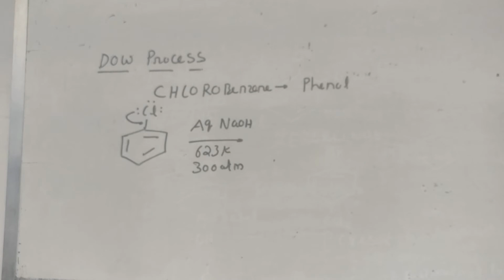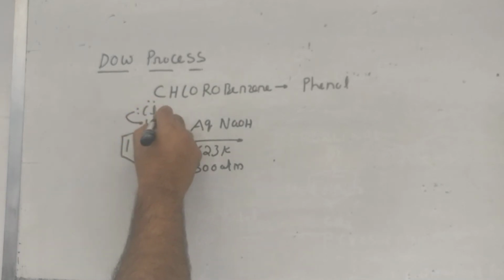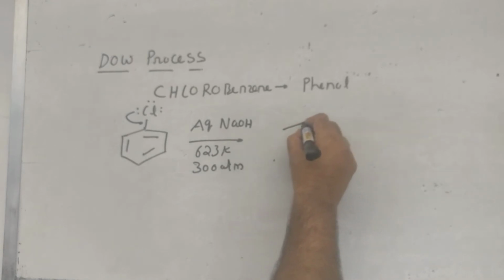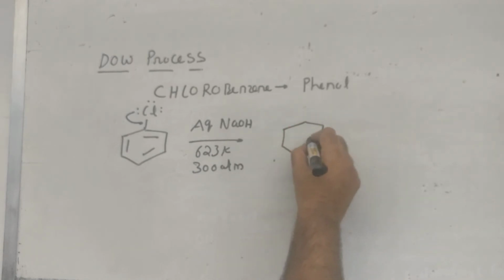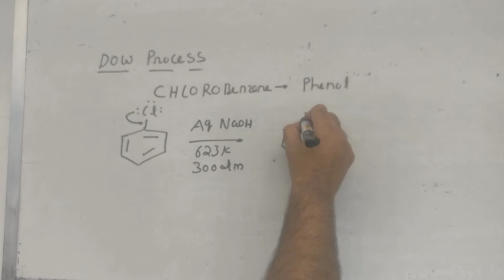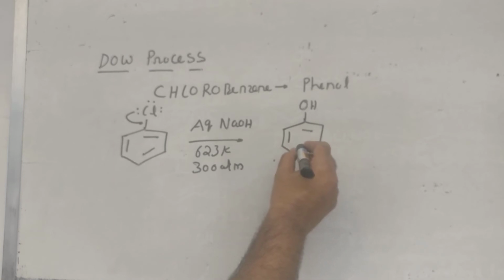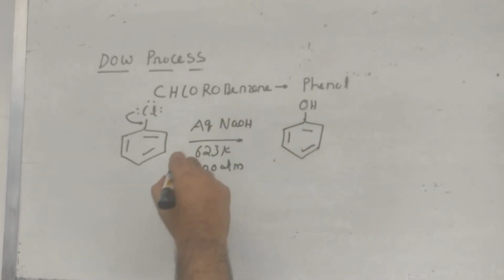Under drastic condition, what is going to happen? This carbon-chlorine bond will break and the Cl will be replaced by OH. So you will get the formation of phenol. But there will be a problem. Phenol will be formed. As I told you a few minutes back, phenol is an acidic compound. So as phenol is an acidic compound, and you are working in a basic medium, you use NaOH.